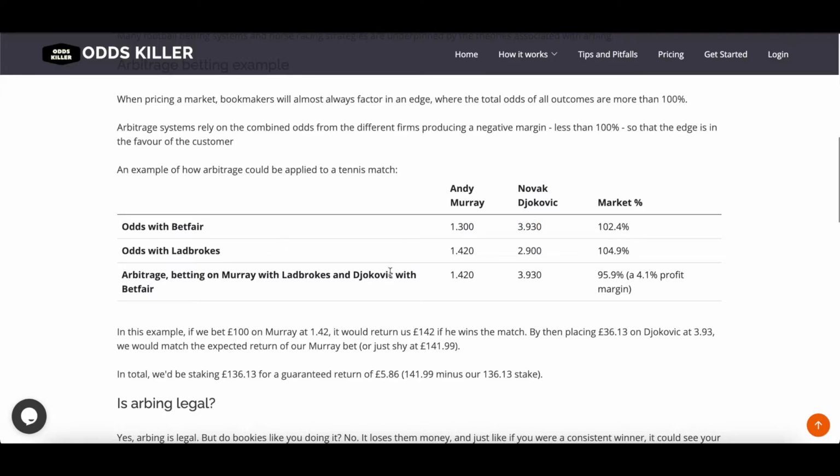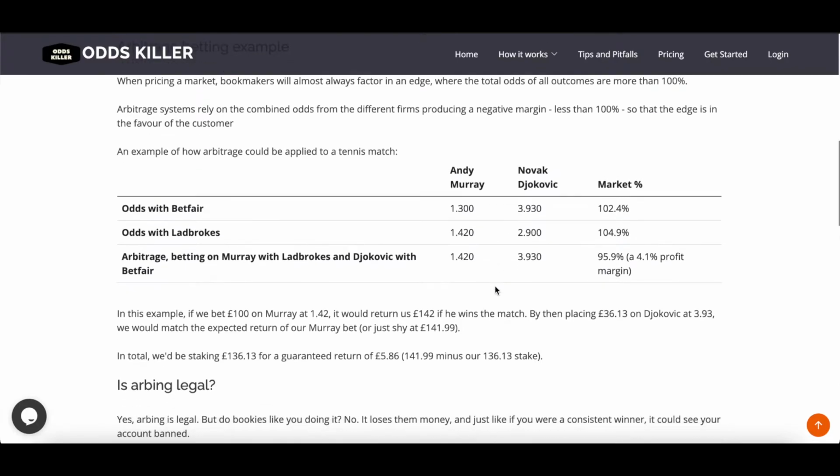Similarly, for Ladbrokes, you can see that they are giving a little higher odds for Andy Murray, 1.42, and a little lower for Novak Djokovic, 2.9. Now, how can I use this and convert it into an opportunity where I make money no matter who wins? So, what I do, I will place £100 on Andy Murray at Ladbrokes. Which means that I will be getting £142 if Andy Murray wins.